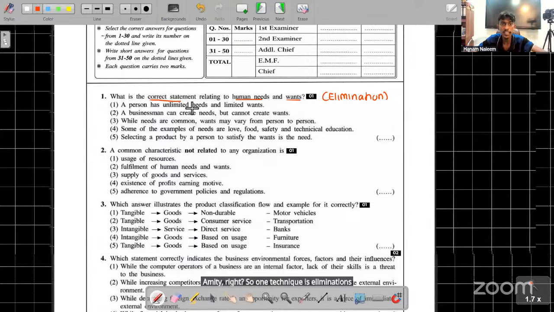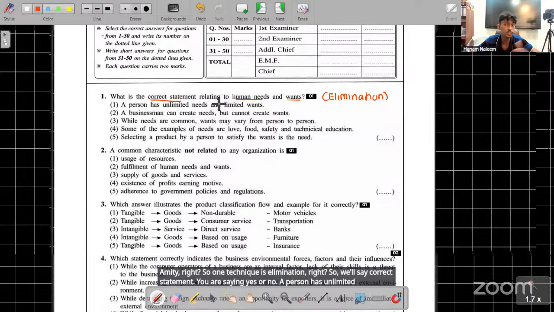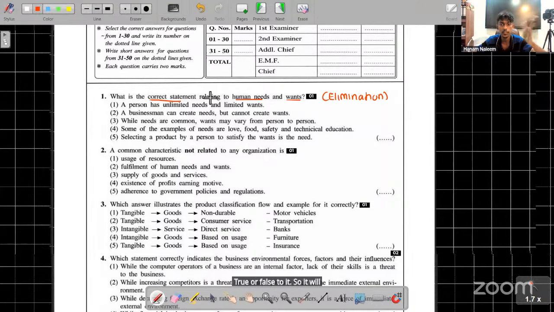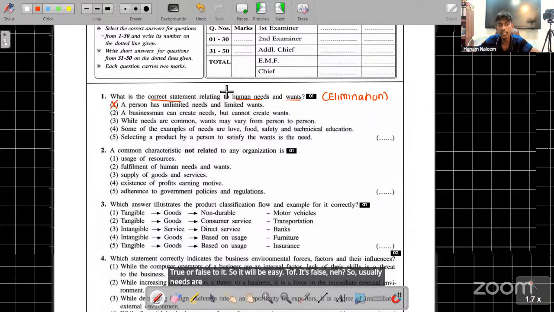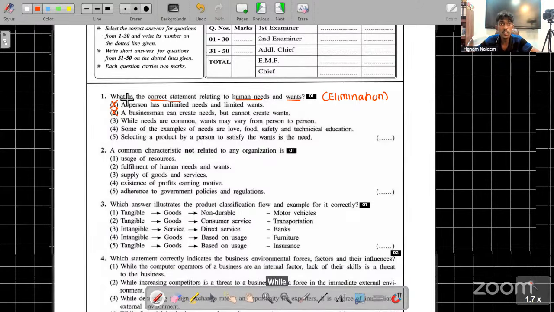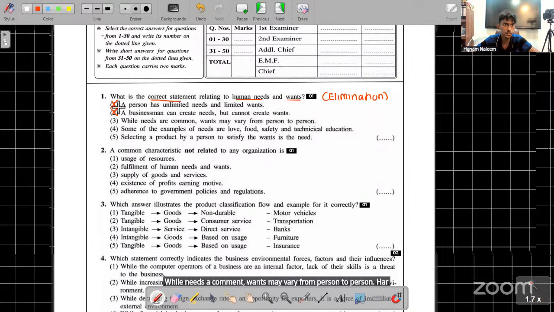Fine. So one technique is elimination. So we'll say correct statement. You all say me yes or no. A person has unlimited needs and limited wants. True or false? It's false. So usually needs are limited. A businessman can create needs but cannot create wants. Is that true? No. Okay, you can't create needs. While needs are common, wants may vary from person to person. That's right, that's true. But don't skip the other one. We'll read the other ones also.